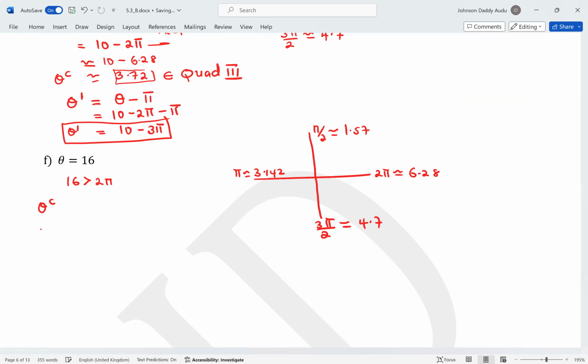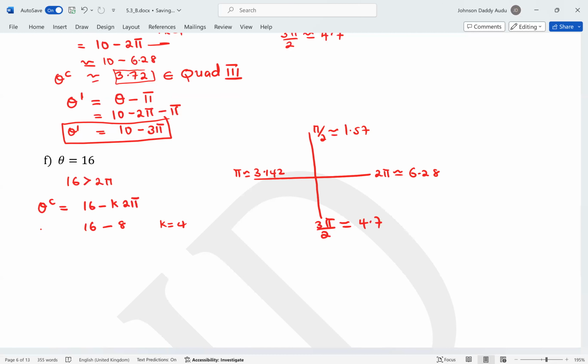So we will use the coterminal just as we did before. The coterminal is going to be 16 minus k2 pi, right? Now we need to think of which k is suitable. If you try to use k to be 1, it's not going to work because 16 minus 6.28 is still bigger than 6.28. So you have to increase the k. Let's try k equal to 4. If k is equal to 4, you'll have 16 minus what?